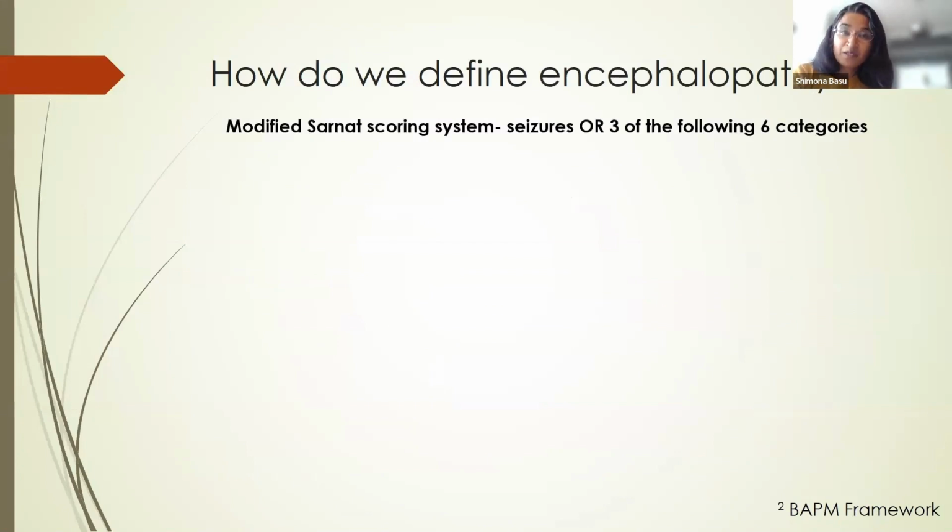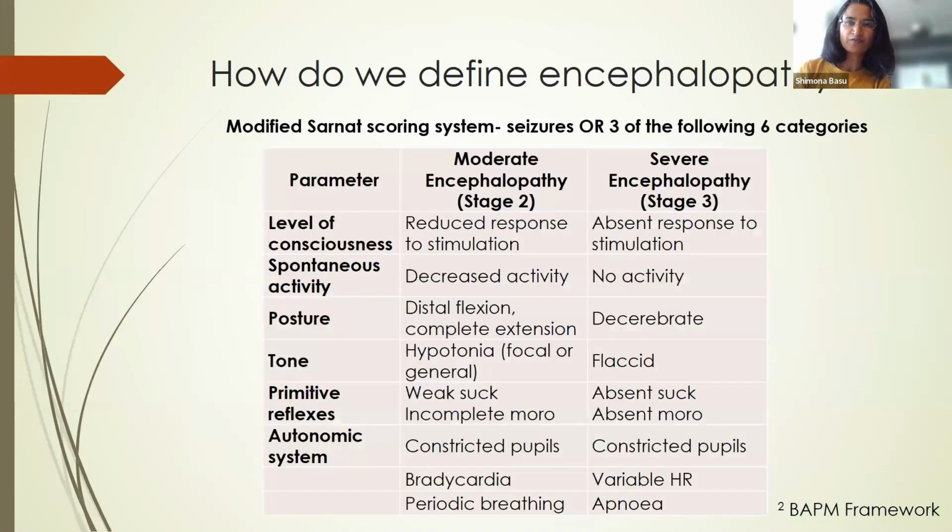Defining encephalopathy can be quite subjective, as I've mentioned, and our guidelines suggest using the modified SANAT scoring system, which is basically either having seizures or 3 of the following 6 categories. So that's problems with level of consciousness, either reduced or absent, decreased or no activity, problems with posturing, abnormal tone, weak or absent primitive reflexes, and then abnormalities in the autonomic system. So bradycardias, apneas, constricted pupils, these are features that you would look for.